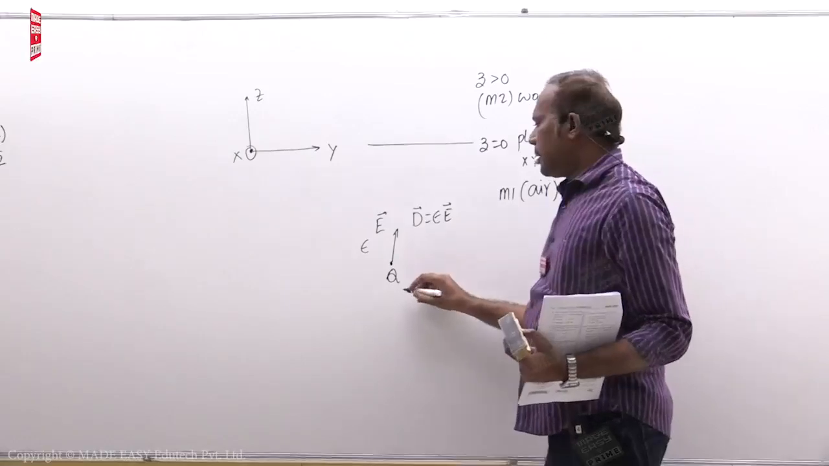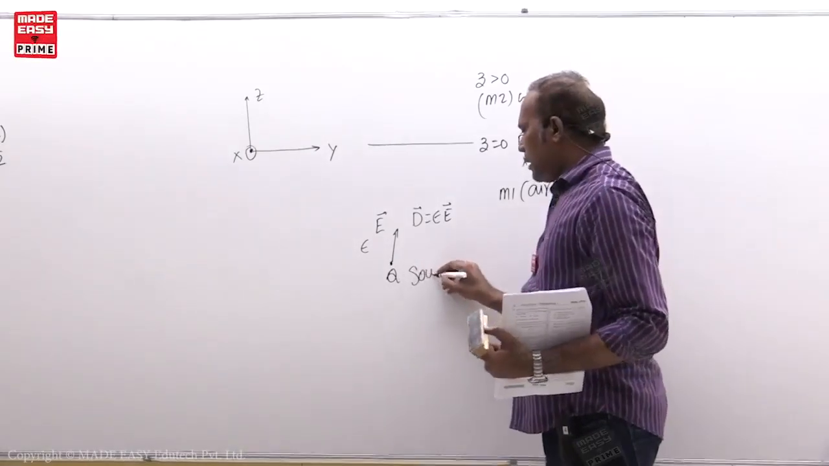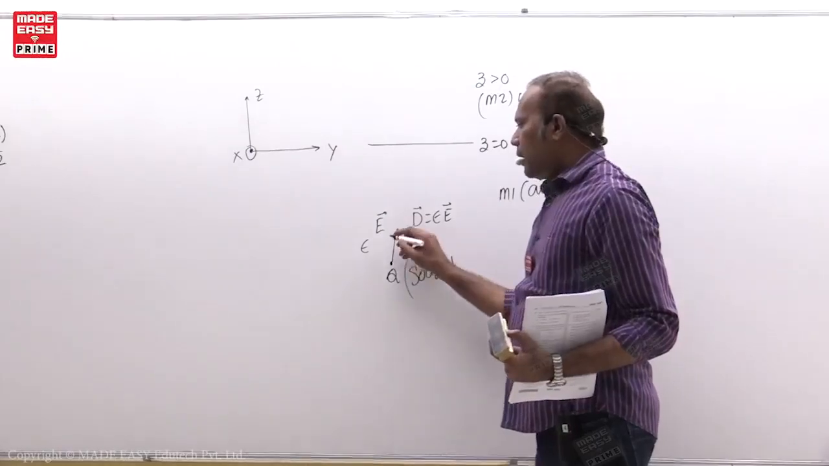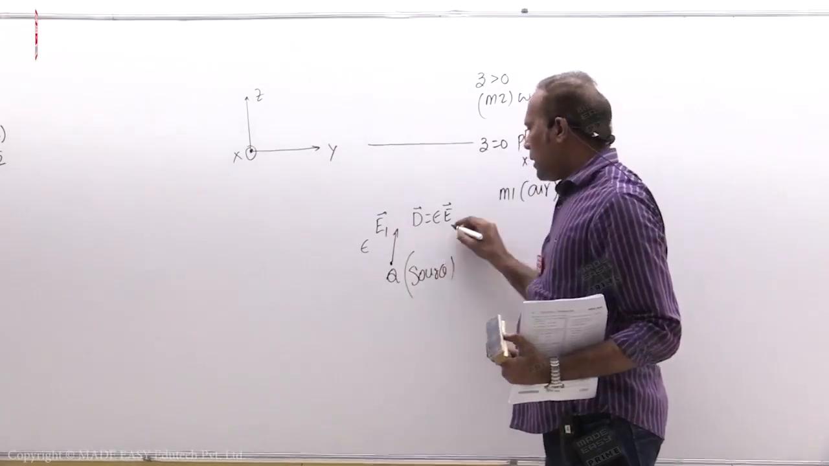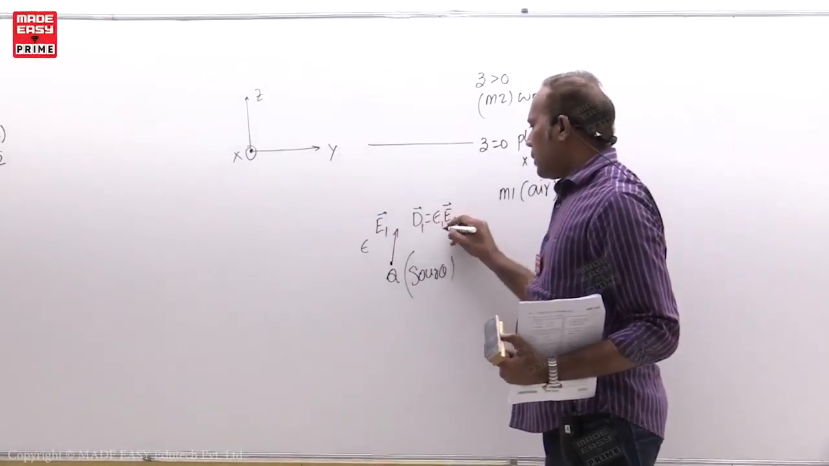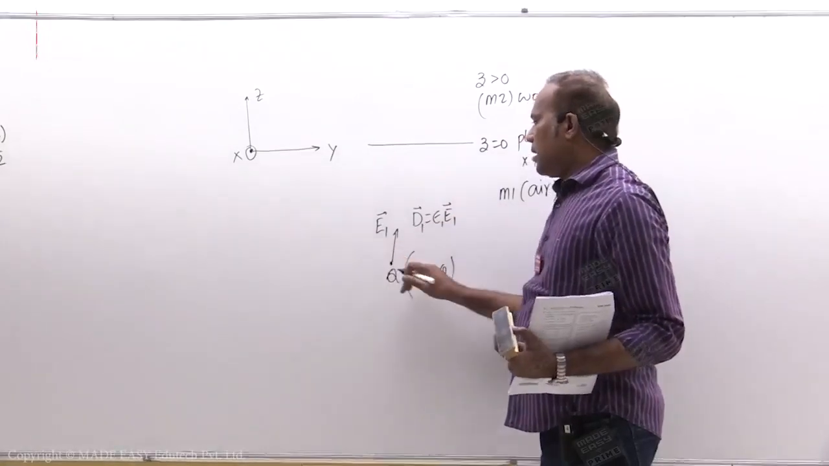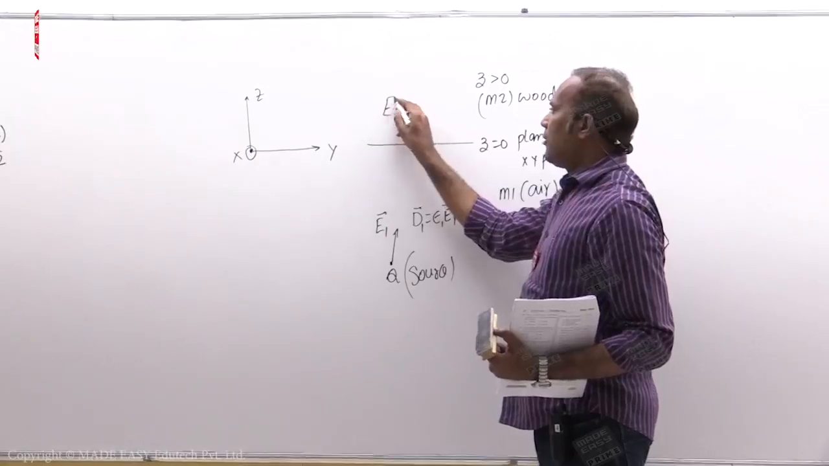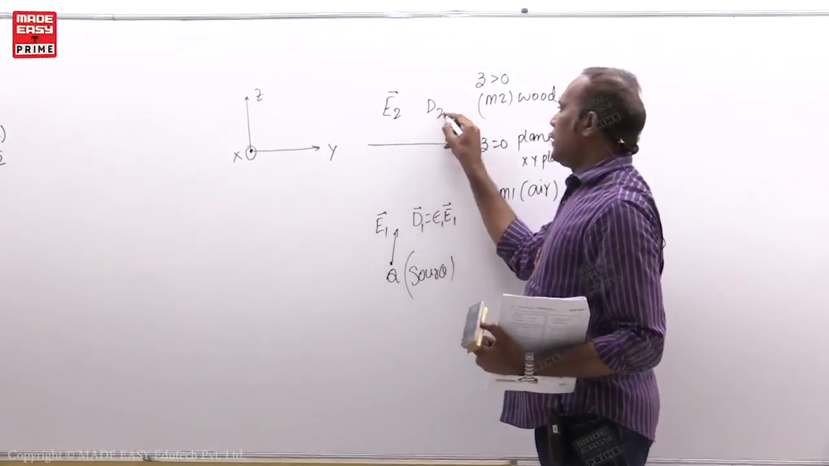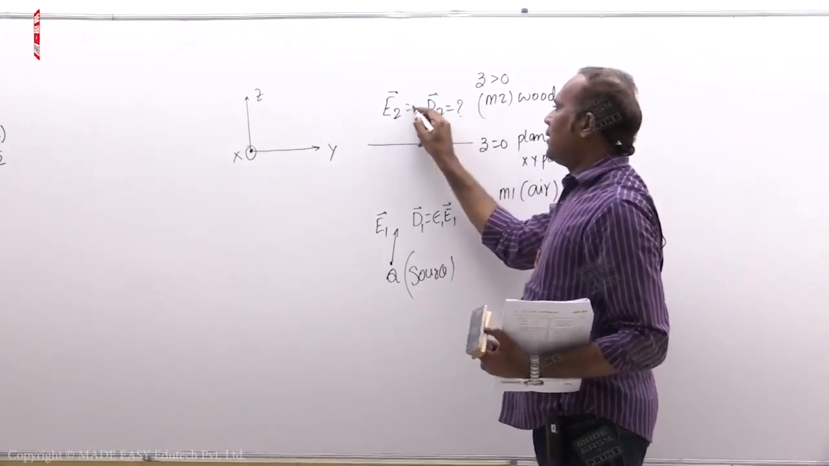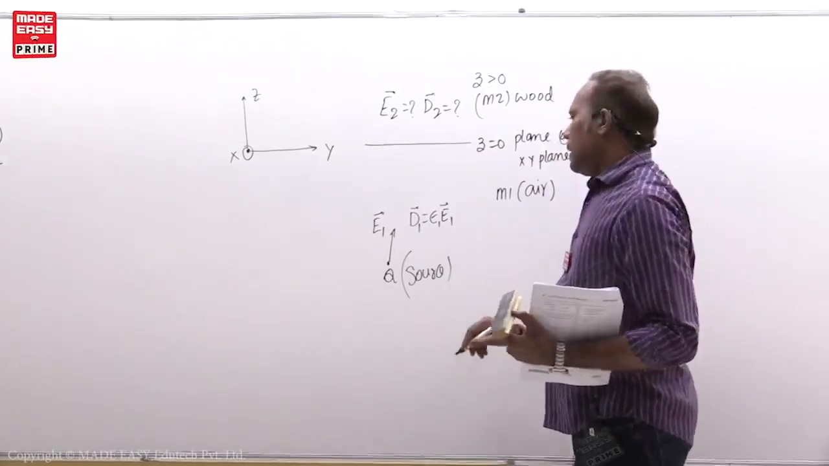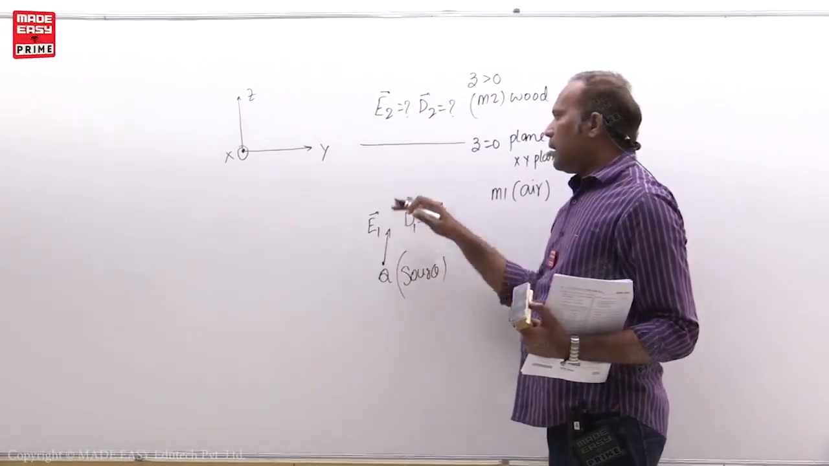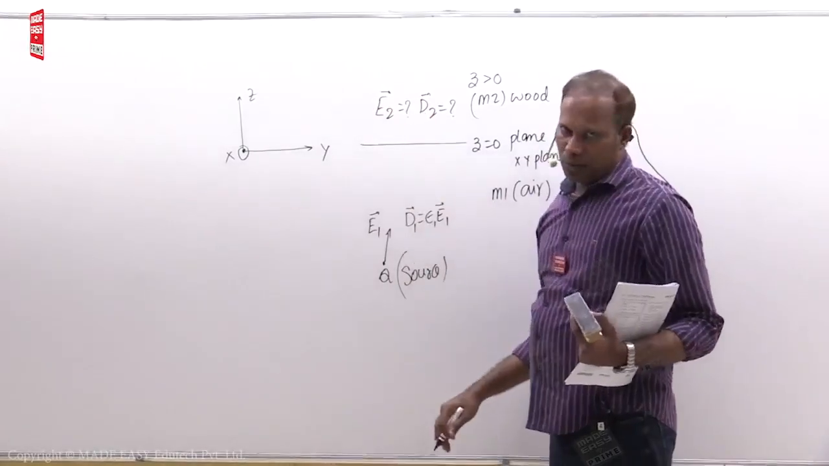Now here some source is there, a charge source, that generates these fields. In medium 1 the field is called E1, so suffix 1 for medium 1. Now the question is, if this field enters into the wood medium, then what is the electric field and what is the D2 there? We have to find it. Given the electric field equation in medium 1, what is the electric field equation in medium 2?